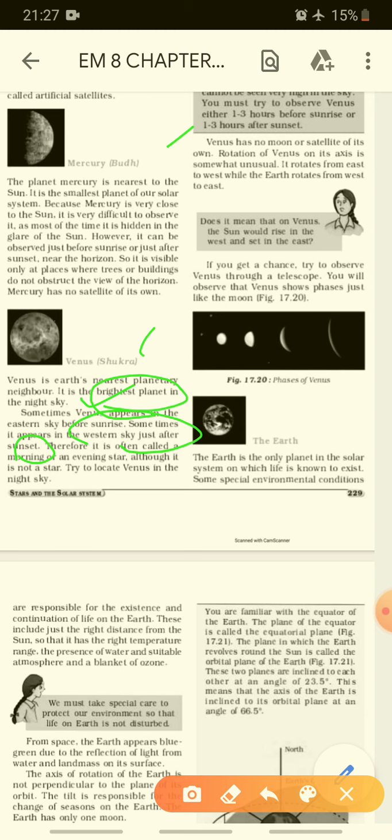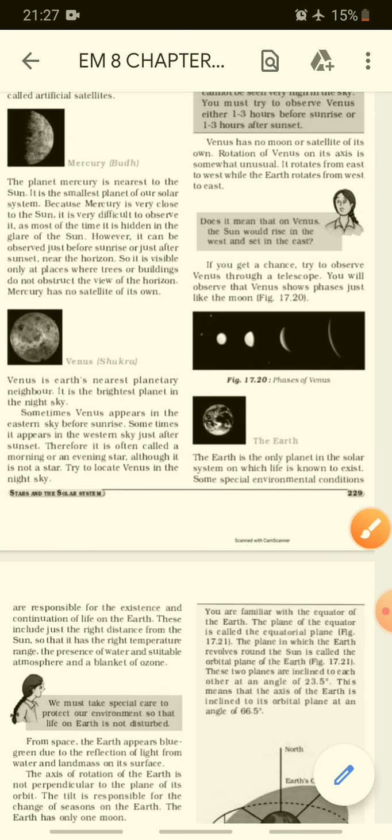The rotation of Venus on its own axis is somewhat unusual because it rotates from east to west, whereas the Earth rotates from west to east. So its rotation around the axis is very unusual. Next, see figure 17.2, where the phases of Venus are given in the eastern and western sky, and how it changes at sunrise and sunset. Next one is the Earth.